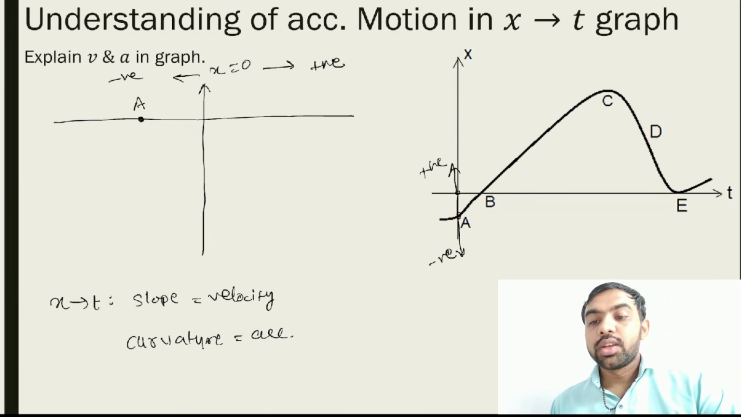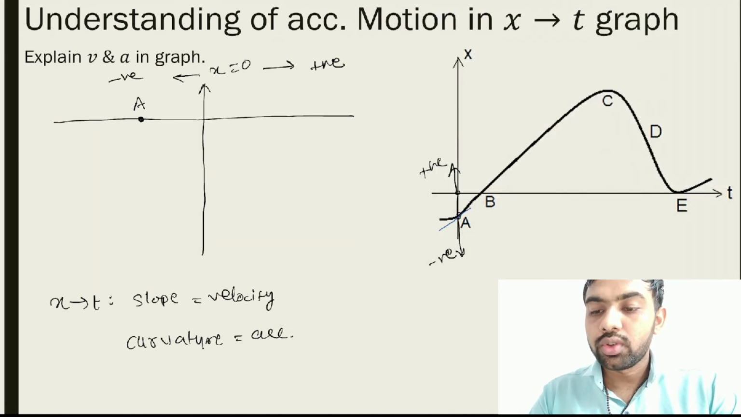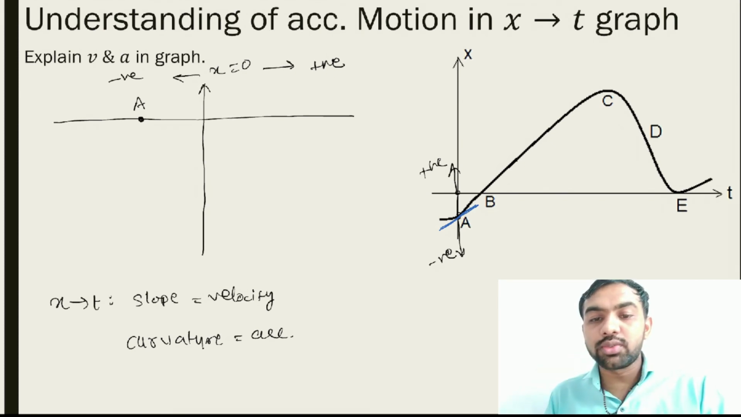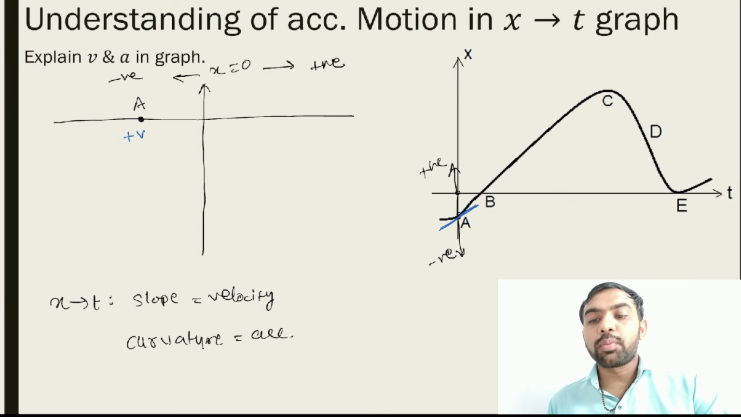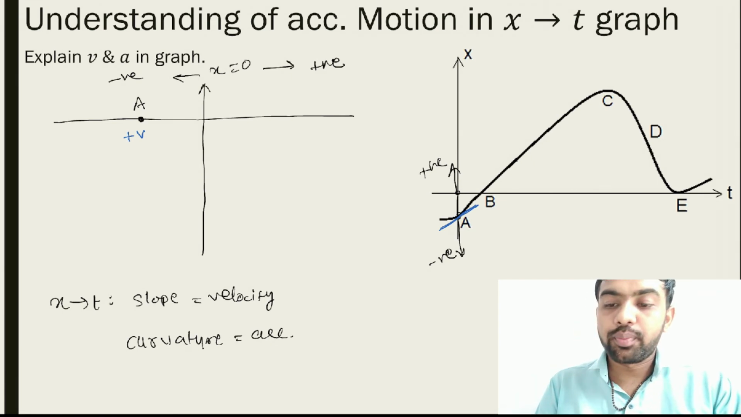Point A is somewhere here. Thus draw this tangent. The tangent has a positive slope, so at A, V is positive. And if you see its curvature, if you see from the top, at A it is like this.